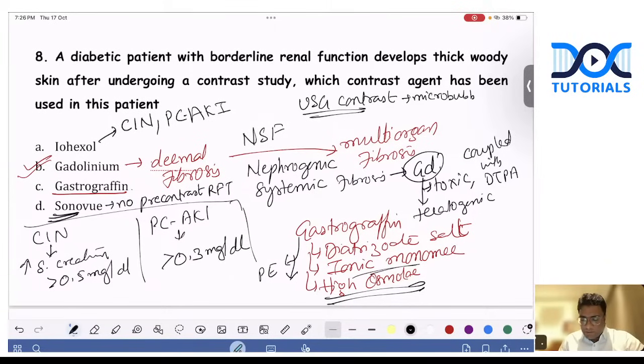Which gas is used? Sulfur hexafluoride gas. It is excreted by the lungs. So with ultrasound contrast agents, you don't have to worry in chronic kidney disease patients. Which contrast agent is safe in chronic kidney disease? Ultrasound contrast is safe in chronic kidney disease, right? Next.